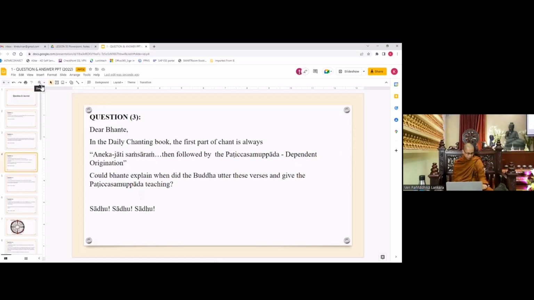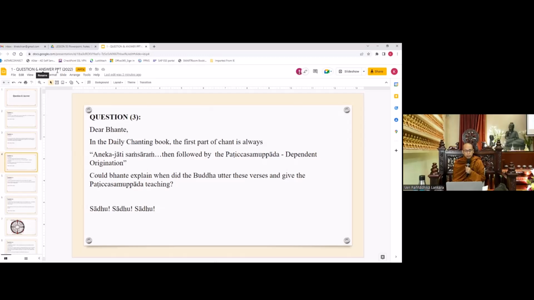In the daily chanting book, the first part of the chant is always Aneka Jati Samsaram, followed by the Paticca Samuppada, dependent origination. Could Bhante please explain when the Buddha uttered these verses and gave the Paticca Samuppada teaching? Yeah, this is the sequence of the Dhamma the Buddha reflected on under the Bodhi tree.